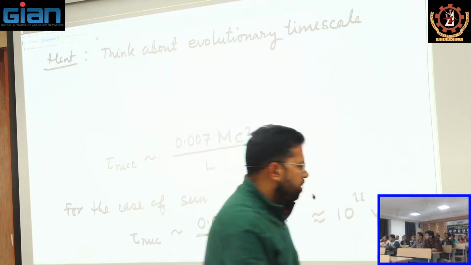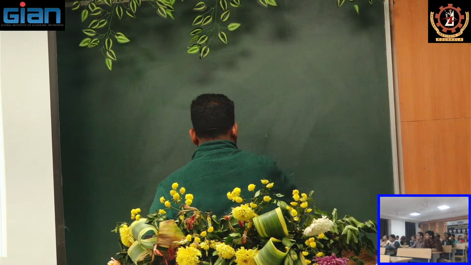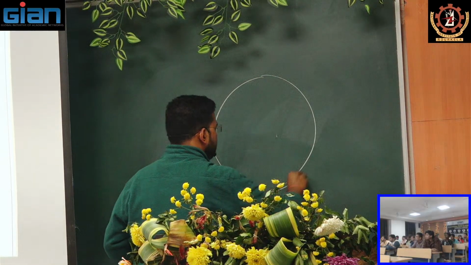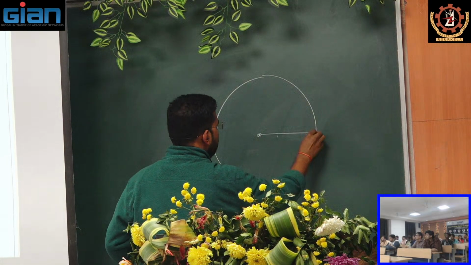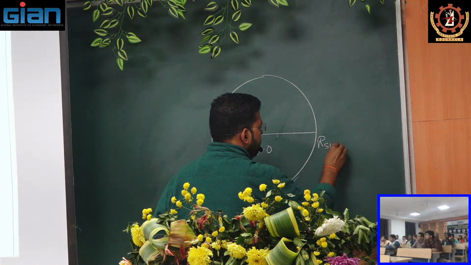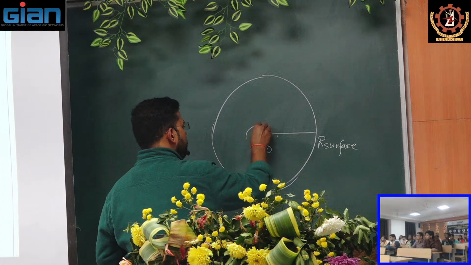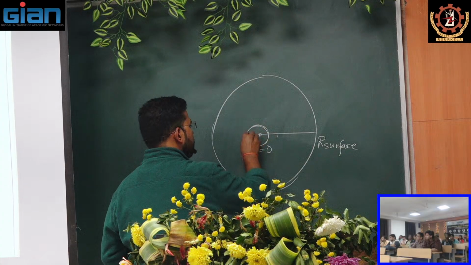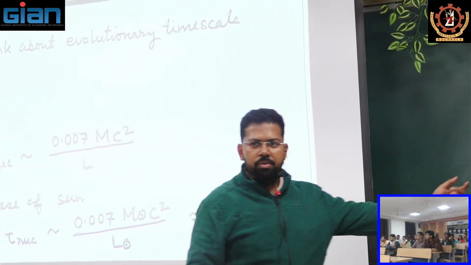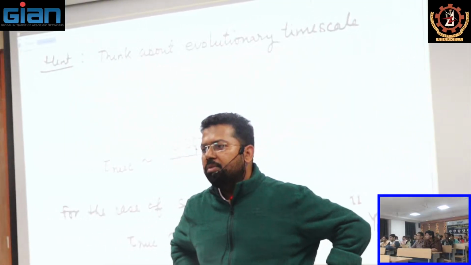So we have a star, a spherically symmetric object. This is the center. Let's start here. We have r equal to 0, and this is our surface. Generally, the conditions required for nuclear burning are available inside the core of the star, in the vicinity of the center part of the star.